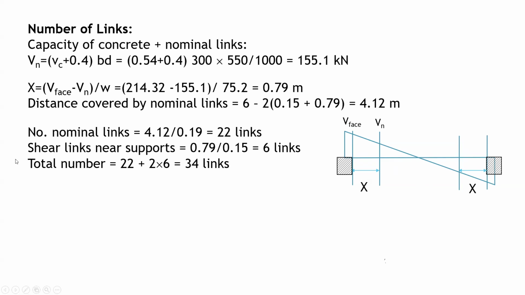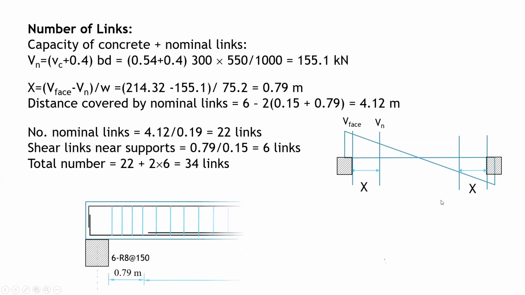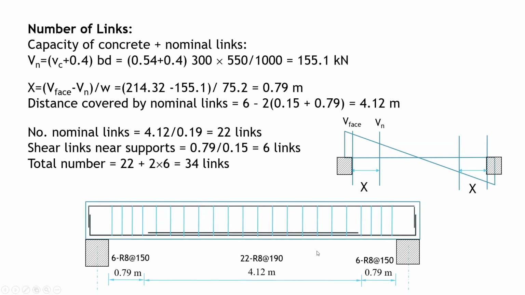This is not always required in questions, so you may not do that. You can just know the distance of X here and here and the spacing, the distance between them, and then you can draw the cross section or the elevation of the beam showing the links and showing the distances. So the first part of the beam about 0.8 meter, the last part 0.8 meters.